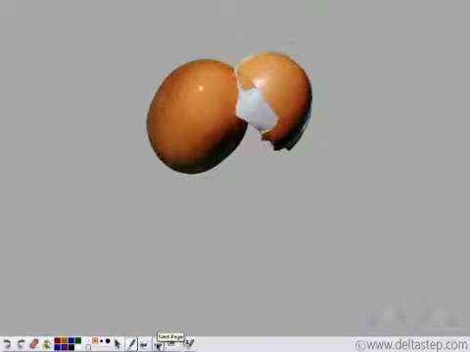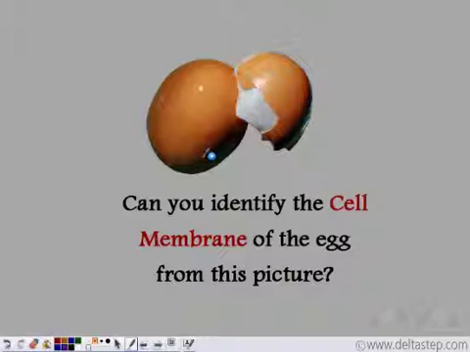So, what is this hard outer covering of an egg? Well, egg is a single cell. Now, this hard covering cannot be the cell wall because egg is an animal cell, and an animal cell lacks a cell wall. Now, can you identify which is the cell membrane of the egg in this picture? If you again say this, it is the hard shell-like structure, you would be wrong. It is actually this white, delicate, thin membrane that you see inner to the hard shell, which is the cell membrane.